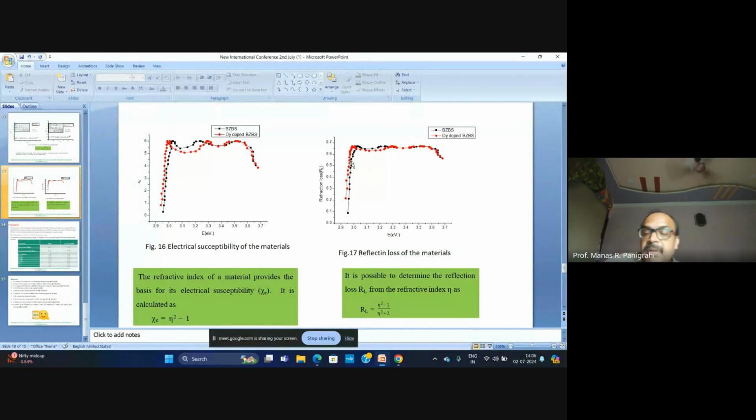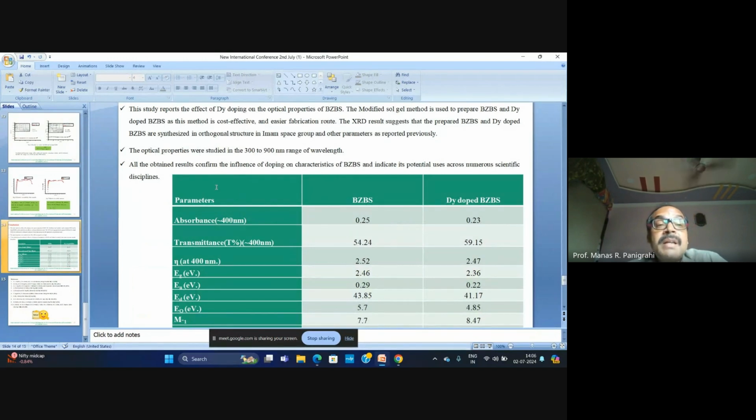There are many other parameters that we can calculate, like phonon energy, frequency, wavelength, energy gap. But we have not included all those things here, only because of the restriction to 15 slides and 15 minutes given. So finally, we are concluding that these are the parameters.